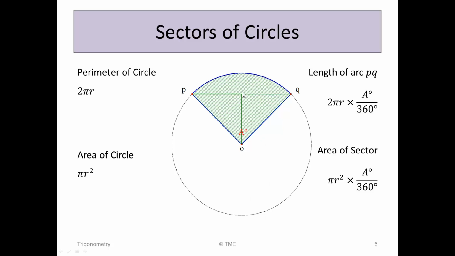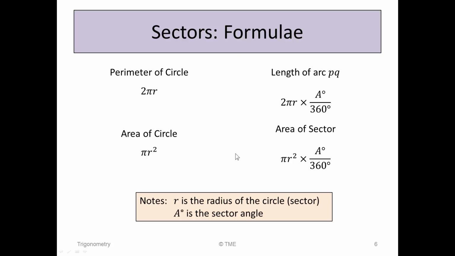The area of the sector is given by pi r squared, again times a over 360. So if a turned out to be 360, it would be the whole circle. If a turned out to be a quarter of it, it would be only a quarter, 90 over 360, etc. So the formulas are given in your tables: perimeter of circle, length of arc PQ, etc., for both the area of a circle and the area of a sector. r is the radius of the circle or the sector, and a is the sector angle.